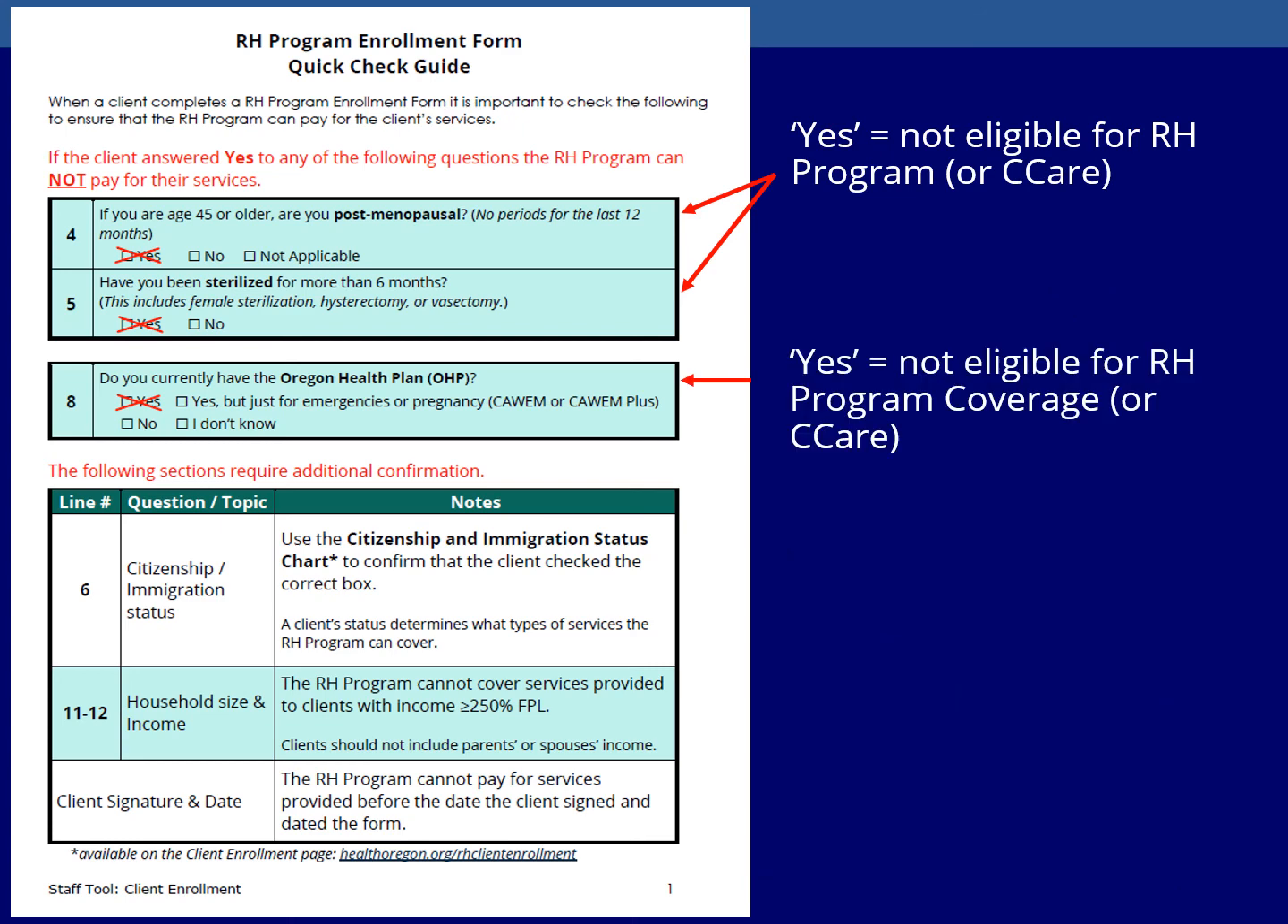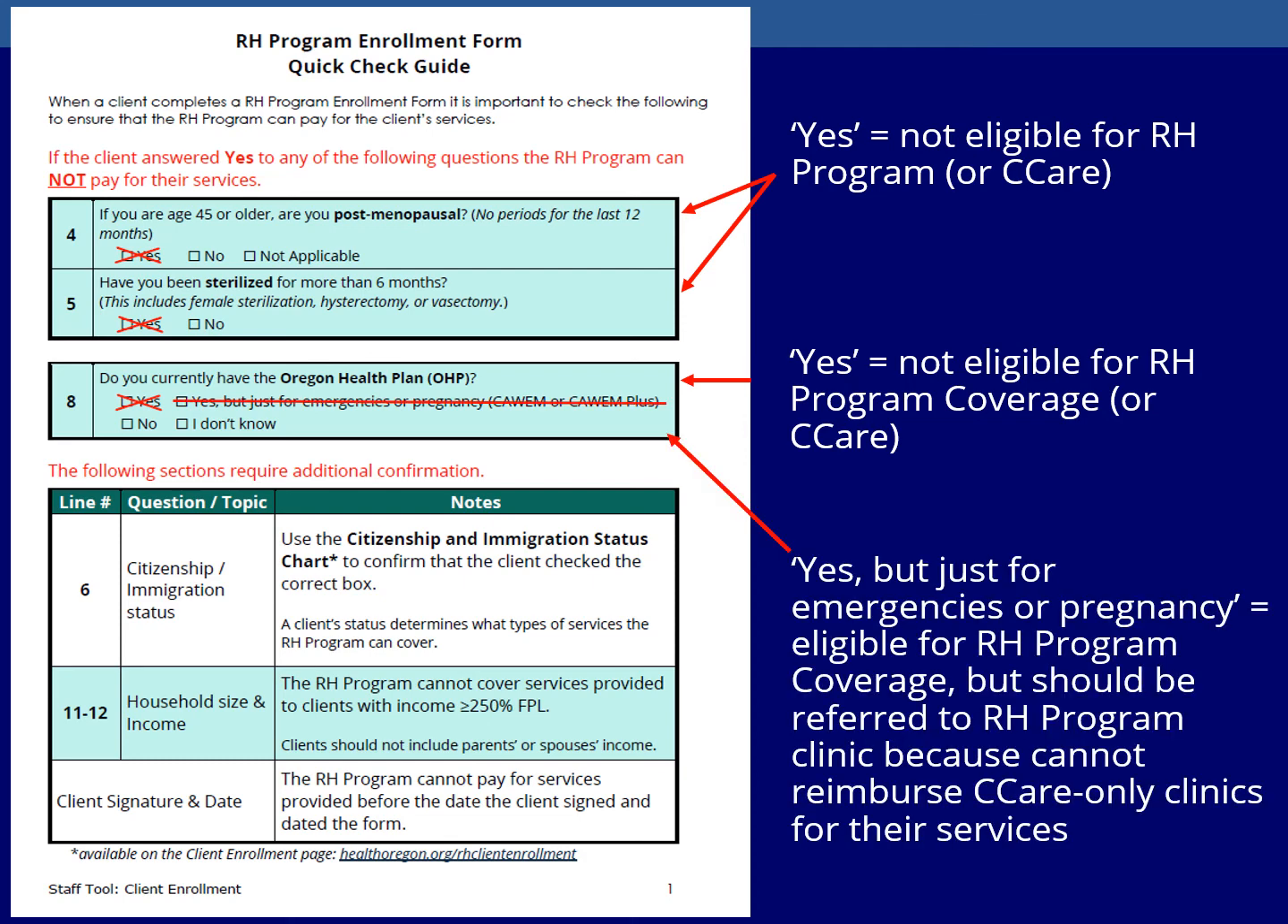If a client checked yes to question 4 or 5, they are not eligible for the RH program. Clients must either be able to get pregnant or get someone else pregnant. If a client checked yes to question 8, they are not eligible for RH program coverage. If they checked yes, but just for emergencies or pregnancy, they are eligible for RH program coverage, but should be referred to a full RH program clinic because we cannot reimburse C-Care only clinics for their services.